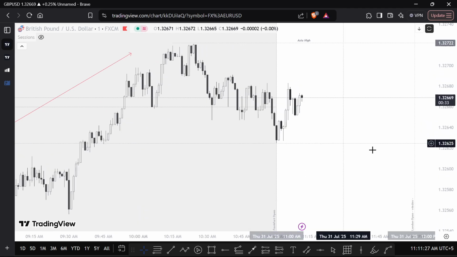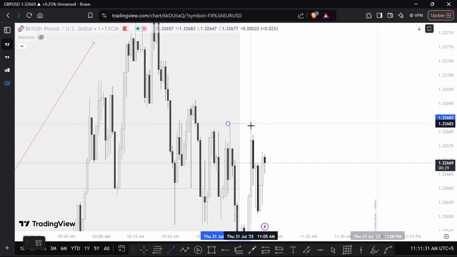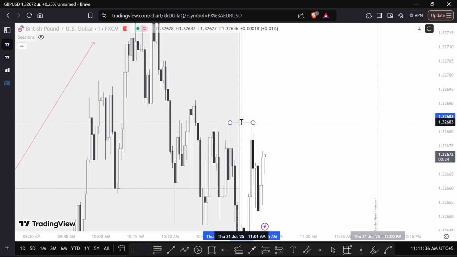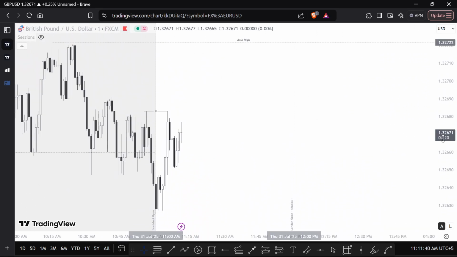Meanwhile GU has already printed out equal highs, so it may do a little retracement, and then after that the lower highs and lower lows will start forming in the market.